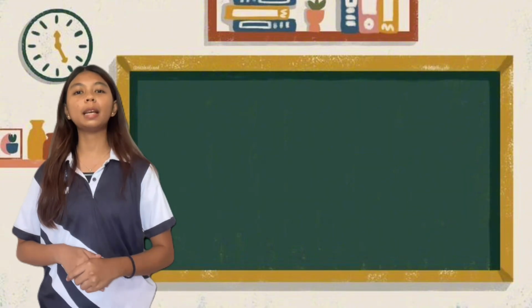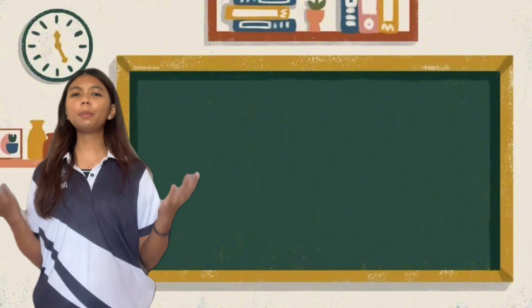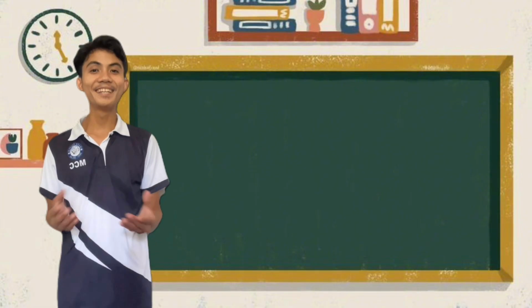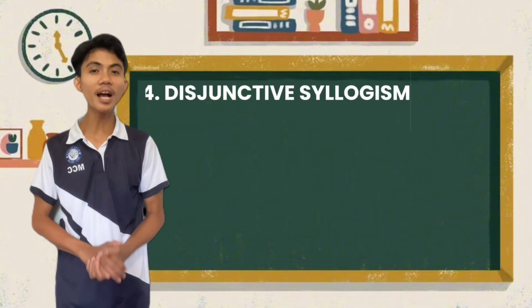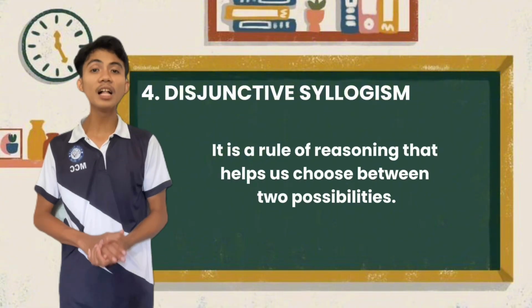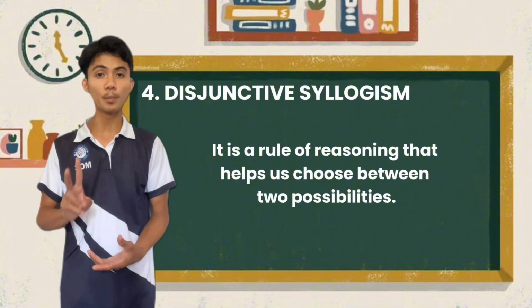So I hope these examples help you to understand more clearly what hypothetical syllogism is all about. And now, we will proceed to disjunctive syllogism. It is a rule of reasoning that helps us choose between two possibilities. This follows two patterns.